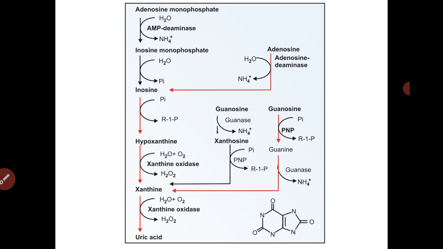Now, hypoxanthine is oxidized to xanthine by the enzyme xanthine oxidase. Xanthine oxidase enzyme is a metalloflavoprotein which contains molybdenum, FAD and iron. During oxidation of hypoxanthine to xanthine, hydrogen peroxide is produced. Now xanthine is 2,6-dioxopurine, which is then oxidized again by xanthine oxidase to form 2,6,8-trioxopurine or uric acid.